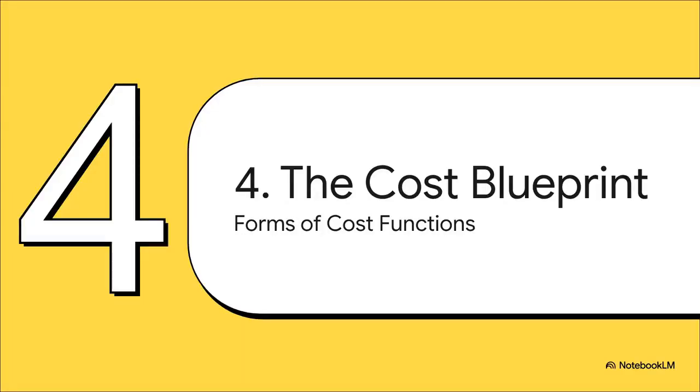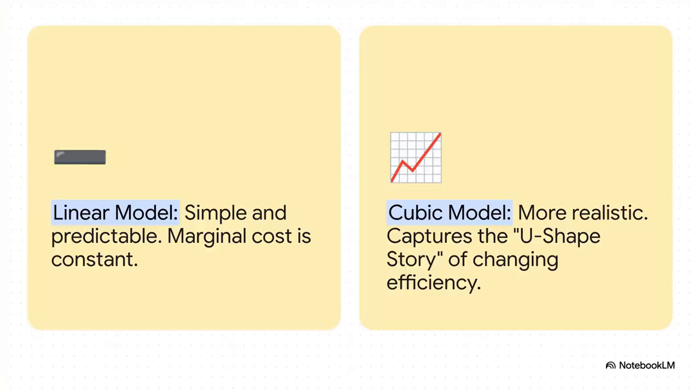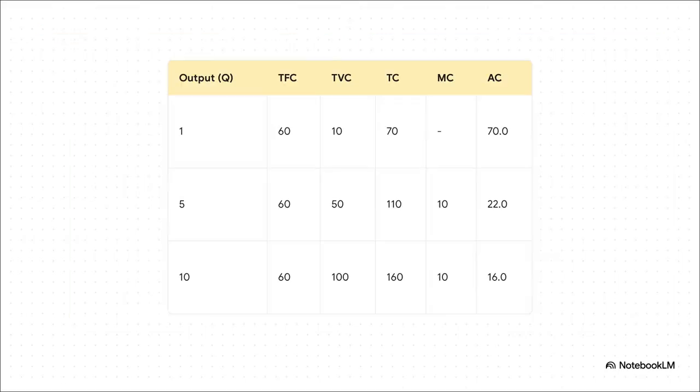So we've seen the story play out in a real-life workshop. Pretty cool, right? Now let's see how economists and managers turn that story into a blueprint, a mathematical model, so they can predict and manage these costs. You can model costs in a couple of ways. The simplest way is a linear model, where costs just go up in a perfectly straight, predictable line. But a much more realistic model, a cubic one, that one actually captures our whole U-shaped story, that journey from efficiency into inefficiency. Let's just look at that simple linear model first, just to see what it looks like.